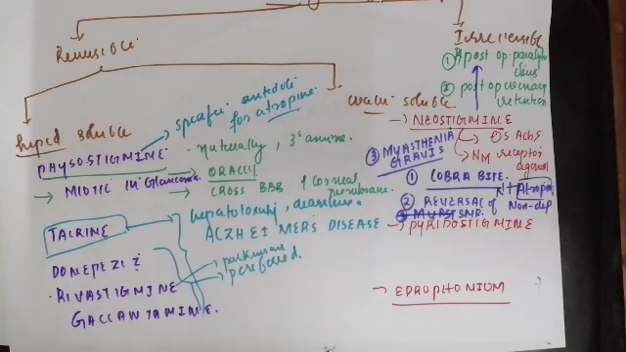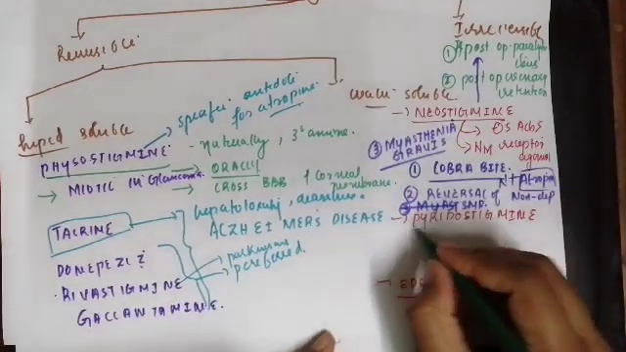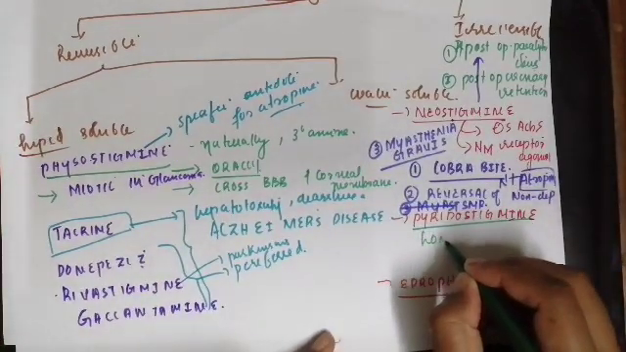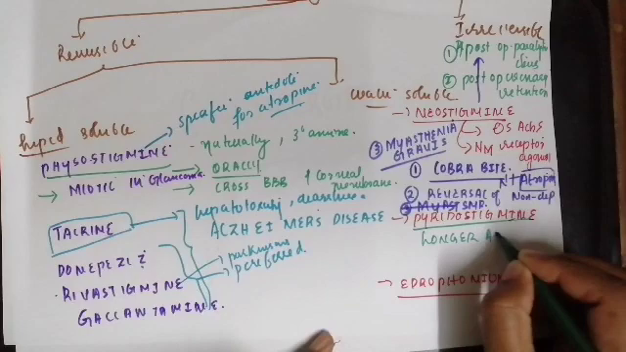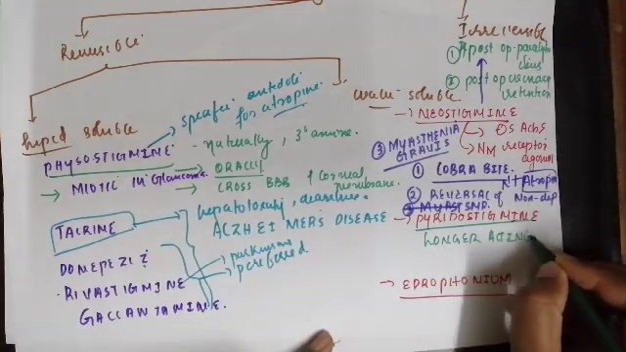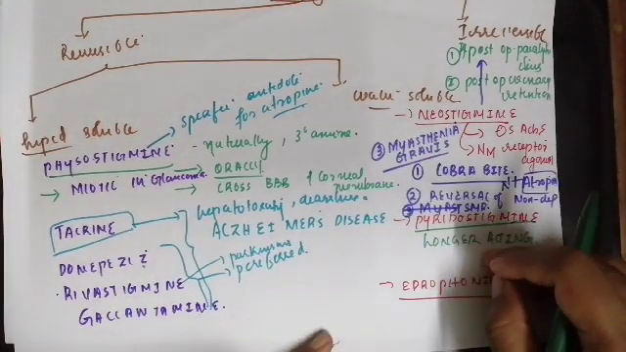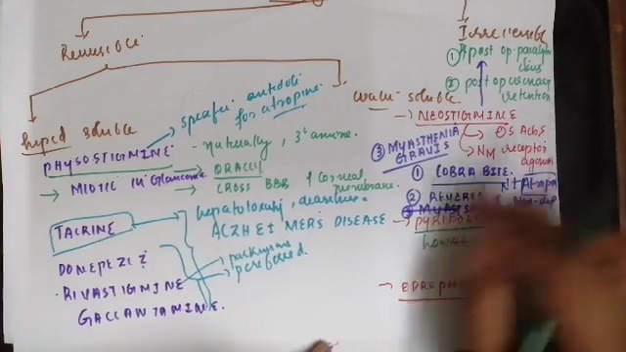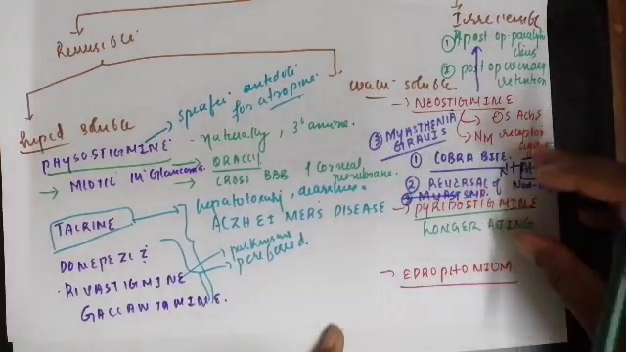And about the pyridostigmine, the difference from neostigmine is that it is longer acting than neostigmine, and it can also be used for all the indications for which neostigmine was used. So for all the above conditions, we can also use pyridostigmine.